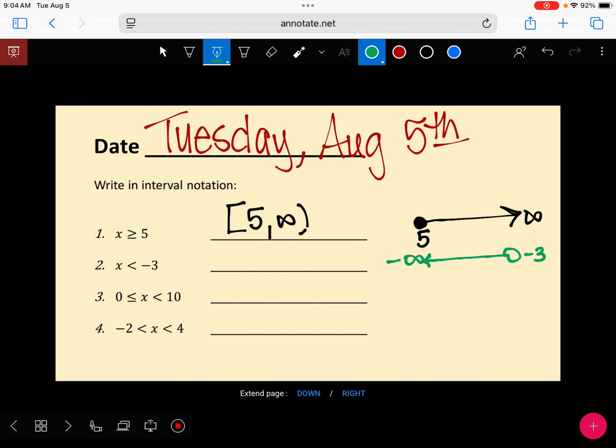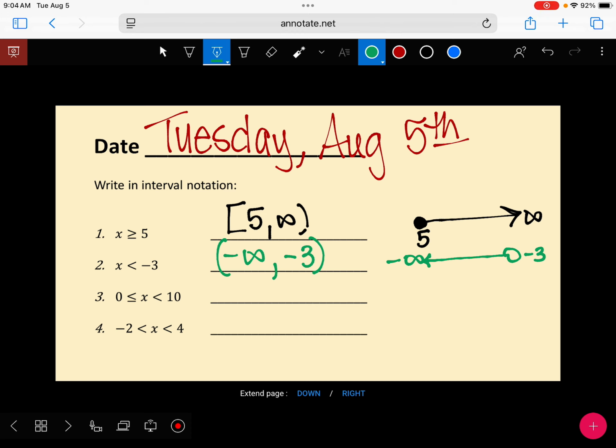So the smallest number in the world is negative infinity. So that would come first. And then -3 is the biggest number in the interval. Oops, no hard bracket. It should get a soft bracket. Who can remind me, how do you know if it's a soft bracket or a hard bracket? Open circle is what? Soft or hard? Soft, yep. And a filled in circle is hard.